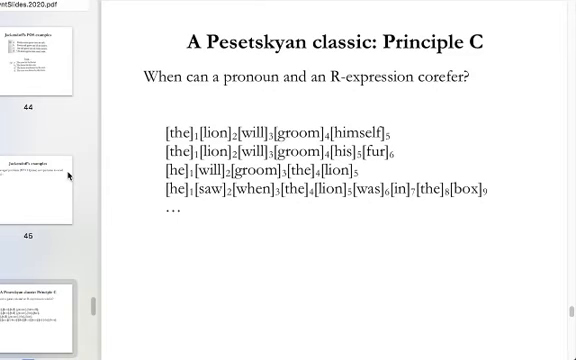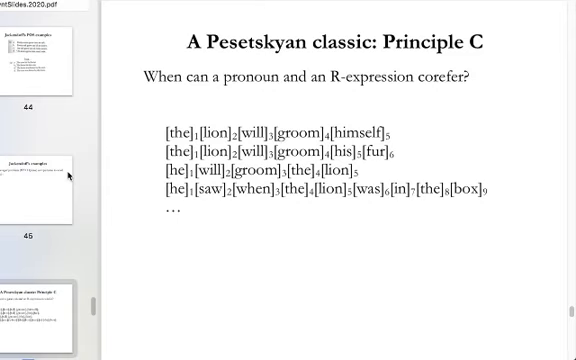Okay, so coming back, the easy solution to this, right? The question is, when can the R-expression, the lion, have the same referent as himself or his or he? And the answer here is super simple: as long as the lion occurs before the co-referring element. So in the first two sentences here, the lion is words 1 and 2, so it's like the first element of the sentence. And then later on, at word 5, we're getting these pronominal or anaphoric elements.